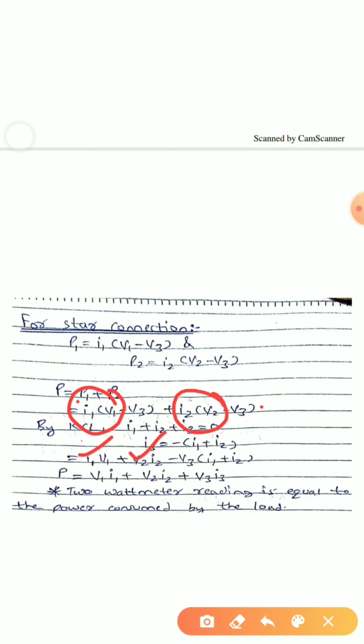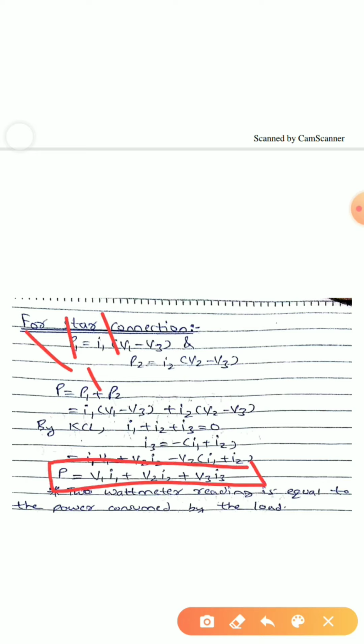Then I see that minus V3, a common term, is there. I have taken it out as minus V3, and then I have I1 plus I2. Now from KCL we know that minus of (I1 plus I2) is nothing but I3. So here we can directly see that P is nothing but V1 I1 plus V2 I2 plus V3 I3.